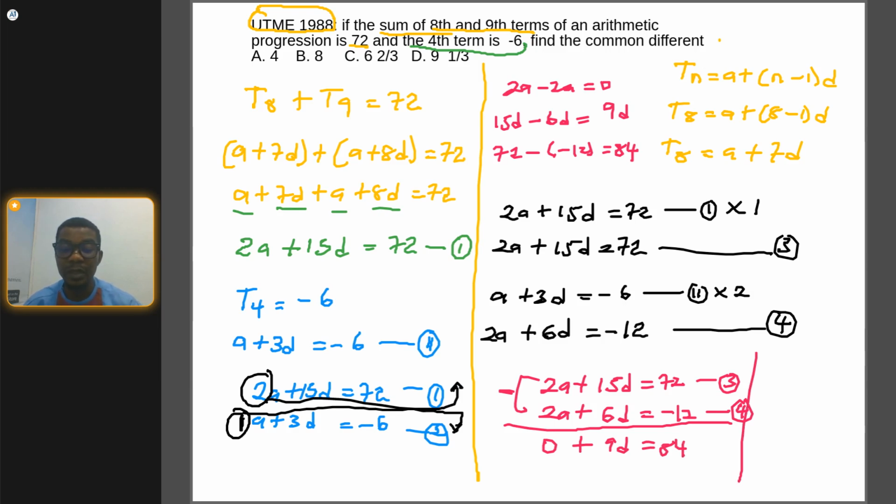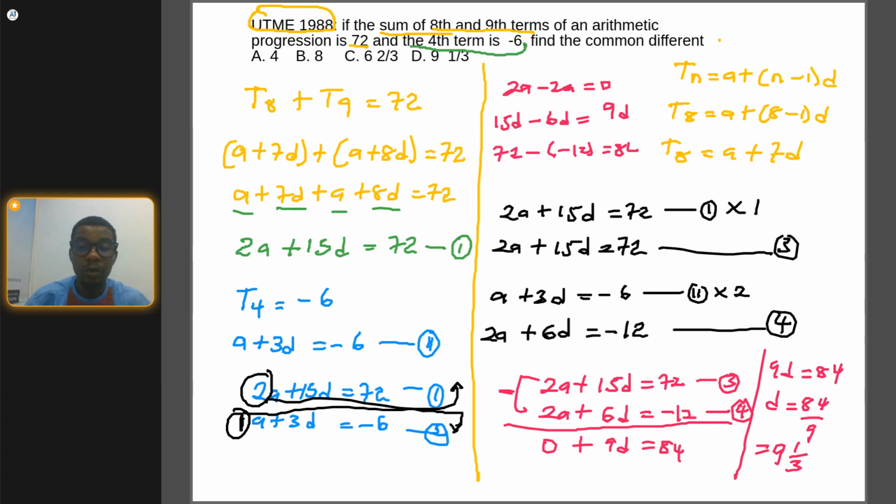We are asked to find the value of d, which is the common difference. If this is 84, we say 9d equals 84. Divide both sides by the coefficient of d, which is 9. That is d equals 84 divided by 9, and that will give us 9 whole number 1 over 3.